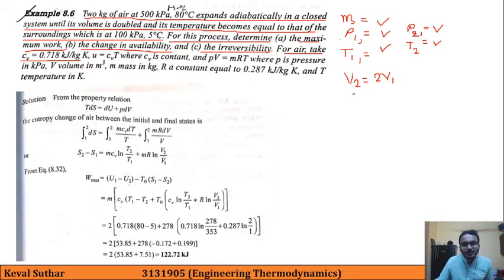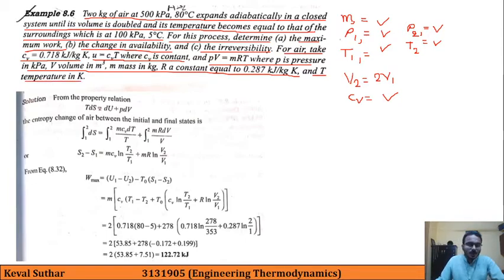So we are additionally given the value of Cv, and we need to utilize this formula U is equal to Cv into T, where Cv is constant. PV is equal to mRT, where P is pressure in kilopascal, V is in meter cube, m is mass in kg, and R is constant equal to 0.287 kilojoule per kg Kelvin. T is temperature in Kelvin.